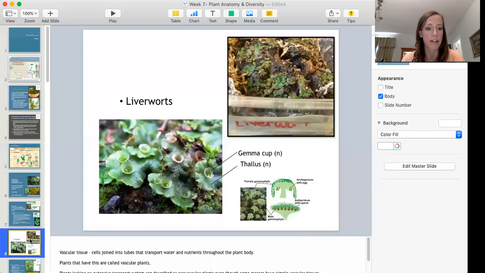I'll just show you in the next slide some better pictures, real-life examples of liverworts, enlarged here. That's of course the thallus and the gemma cup. This is a picture that I took from one of the examples we had in lab. You don't see the actual stalks or archegonia or antheridia present in this example. We may or may not have those available, but if we don't, you can reference the picture here. Okay.